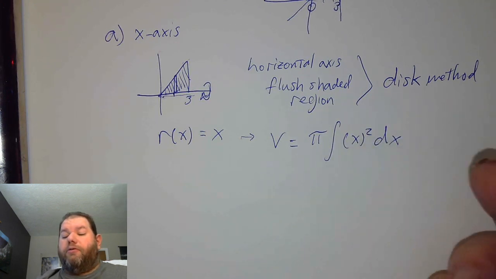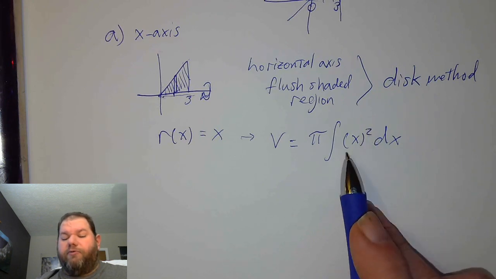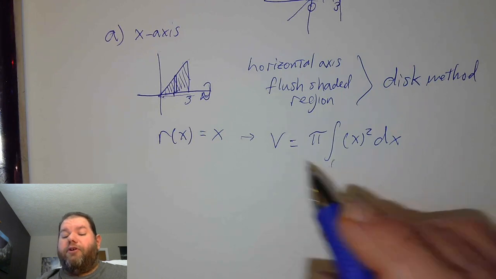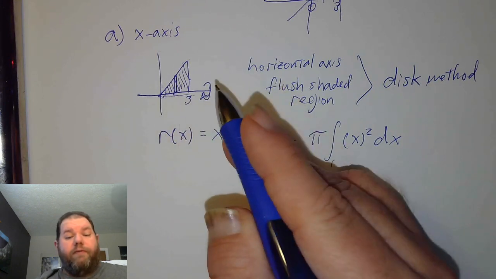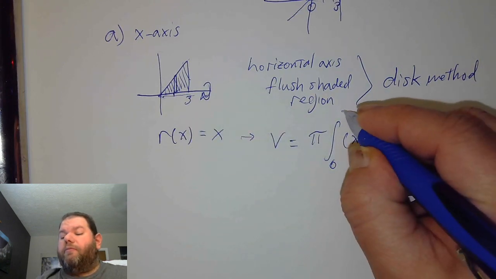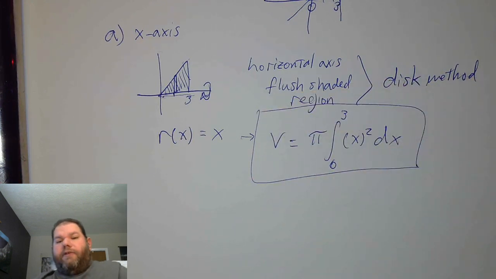Now, we know our disk method is basically just pi r squared being integrated. So pi times the radius function squared, which we plug in our x for r. And then our limits of integration are on the x-axis, since that's where our variables are. So we go from 0 to 3. And so that's our setup for part A. And that's a pretty straightforward integral from there. It's just a power rule integration of x squared.